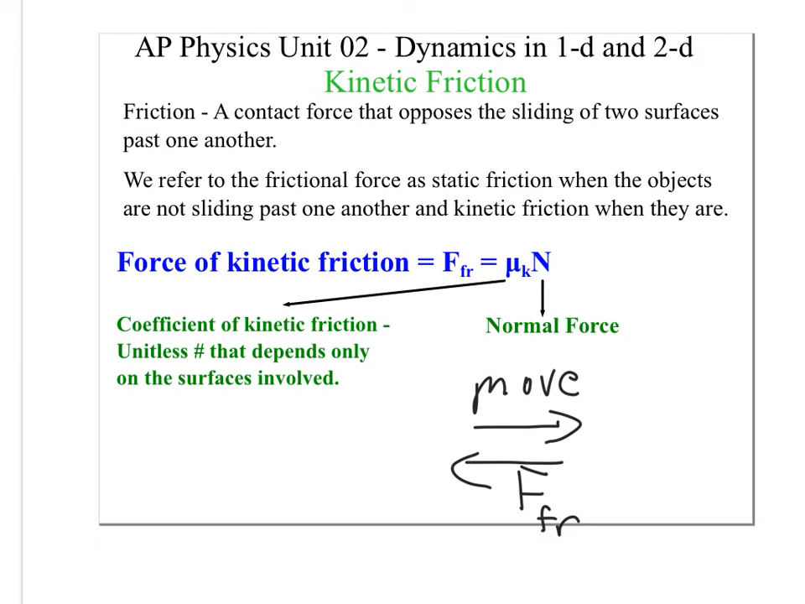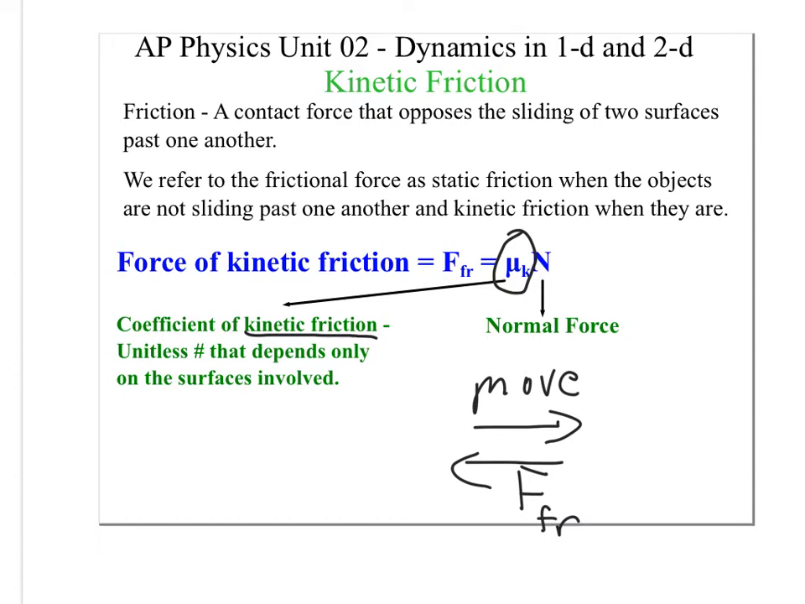So the force of kinetic friction is equal to the normal force, capital N sometimes, or F sub N, multiplied by the coefficient of friction. That is this mu with a subscript k. Now we'll see two of those. Mu subscript k is the coefficient of kinetic friction, and on Monday we will see mu sub s, the coefficient of static friction. This is a unitless number. It doesn't have meters per second or any unit with it, and it depends on the surfaces that are involved.